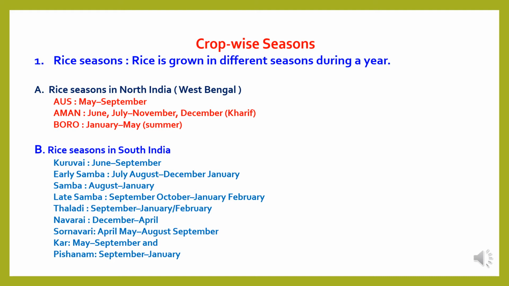Then Navrai, it starts from December and ends in April. Then Sornavari, it starts from April and ends in September. In Karnataka, it starts from May to September. And one of them is Pisanam, which is from September to January. So there are different rice seasons in South India.